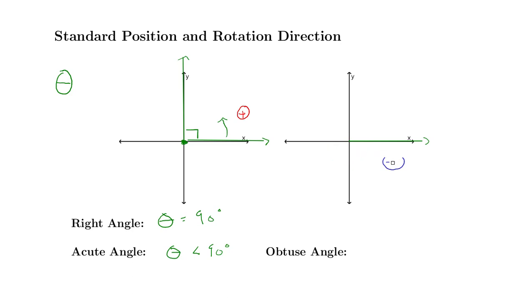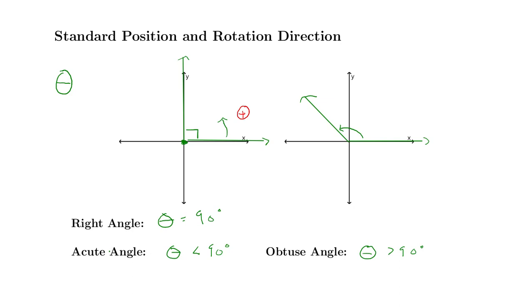So let me get rid of this stuff and let me draw something that's a little bit bigger than 90 degrees. Maybe, oops, let me make that a straight line. Maybe it looks something like this. And so you can see we've rotated past that perpendicular spot. And so that's when theta is greater than 90 degrees. Again, I suspect that you've seen this terminology before, what a right angle is, what an acute angle is, what an obtuse angle is. But if not, that's what we've got.